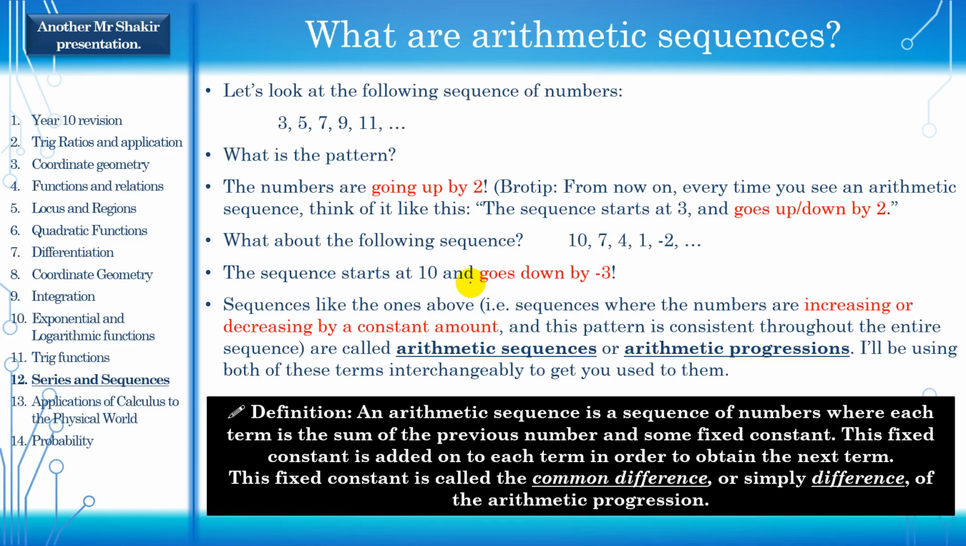just so you can get used to both of these terms. So remember, the definition of an arithmetic sequence is a sequence of numbers where each term is the sum of the previous number and some fixed constant. This fixed constant, in other words the amount that it is going up or going down by, is the same every time, and we call this the common difference, or simply the difference, of the arithmetic progression.